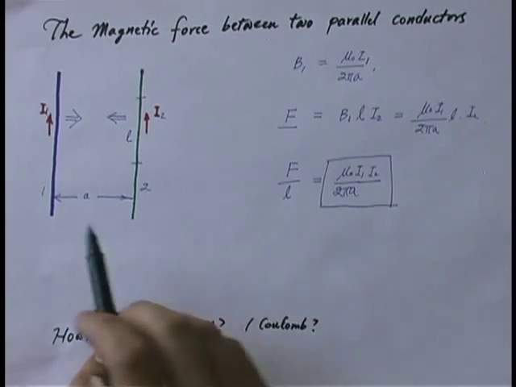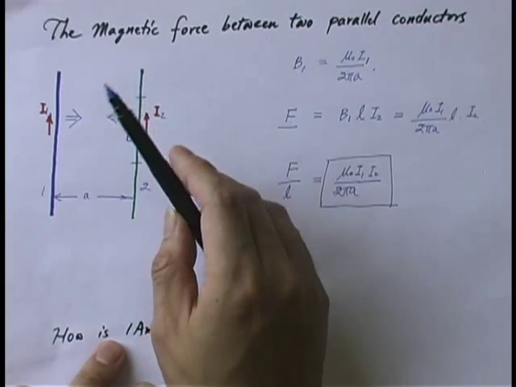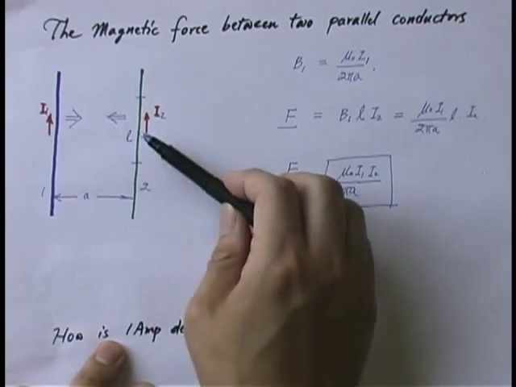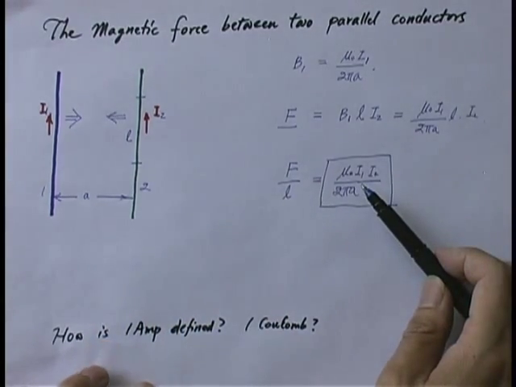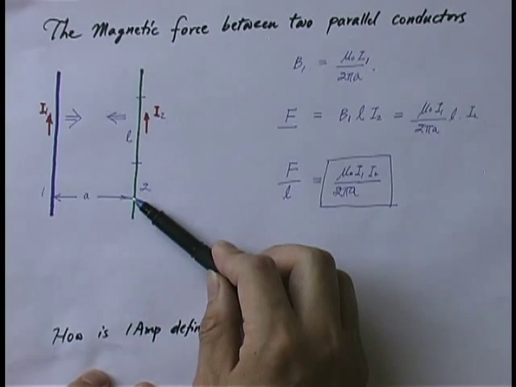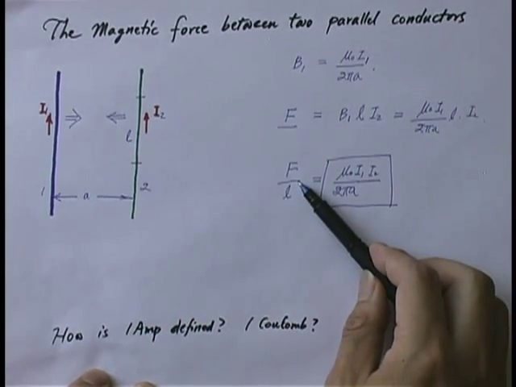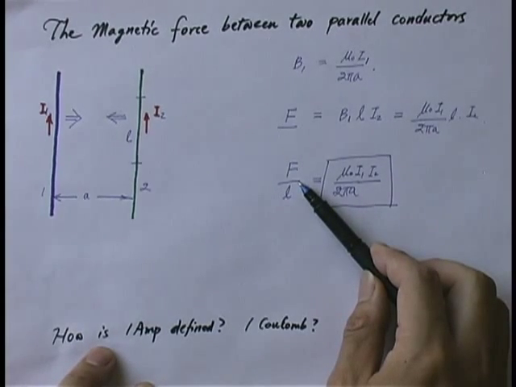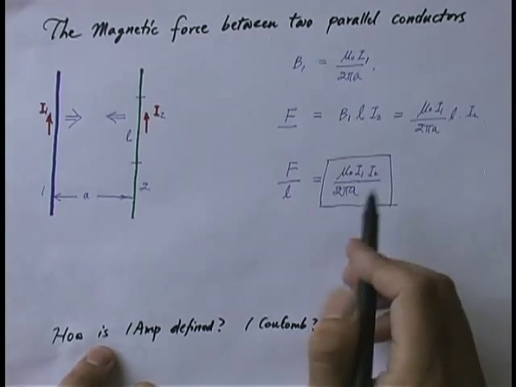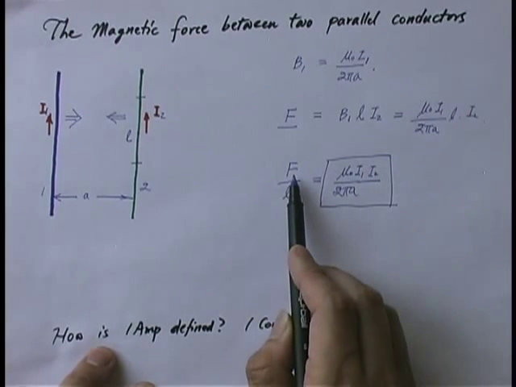Suppose I have 2 current carrying wires, very, very long wires. They have the same current, I1 and I2 are equal. I put them separated by 1 meter. Of course I can measure the force between them. And if each of them carries 1 amp, how much is that force equal to?